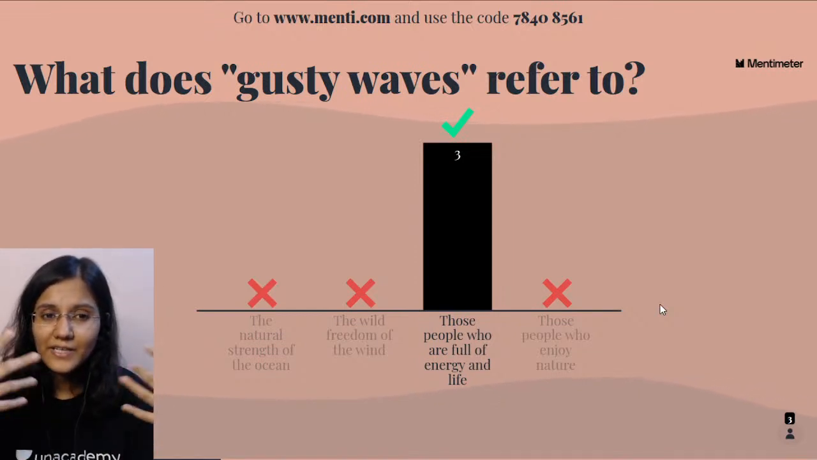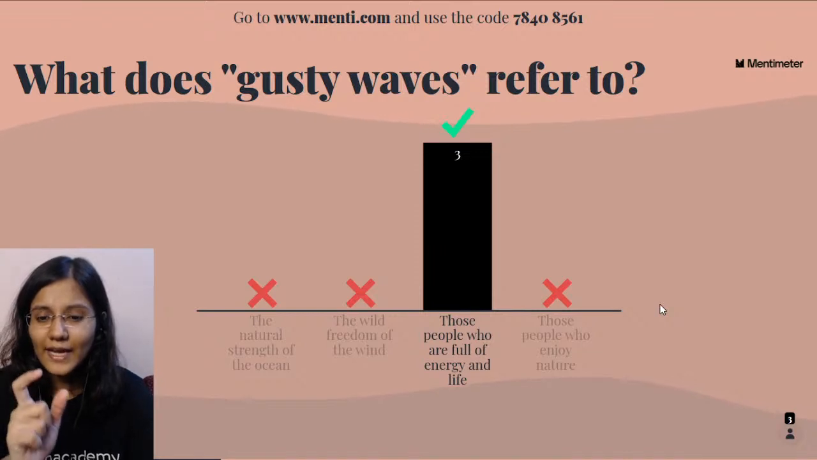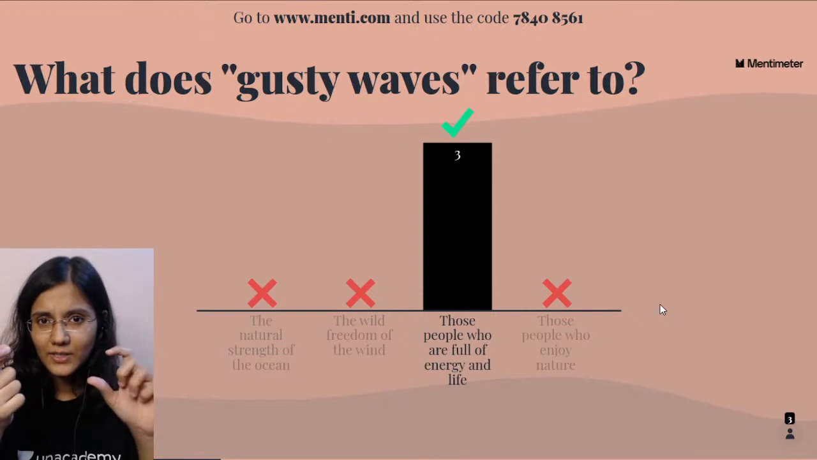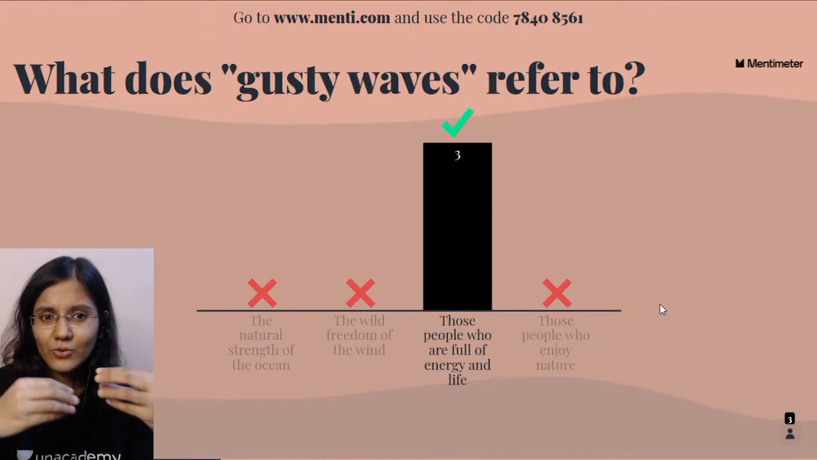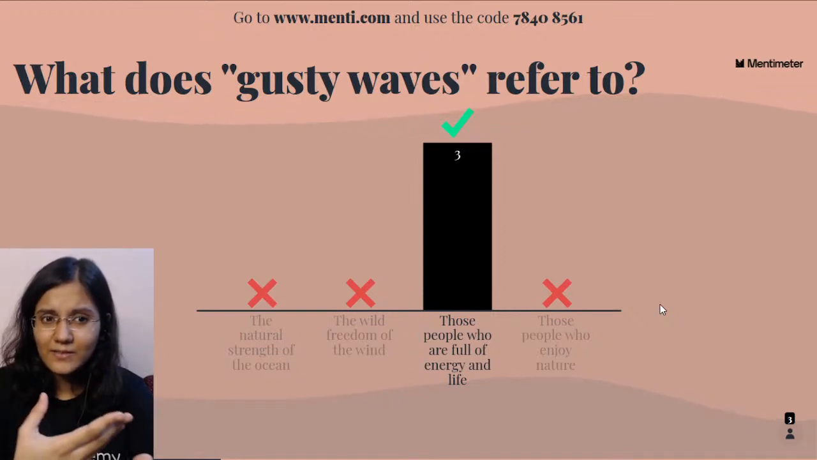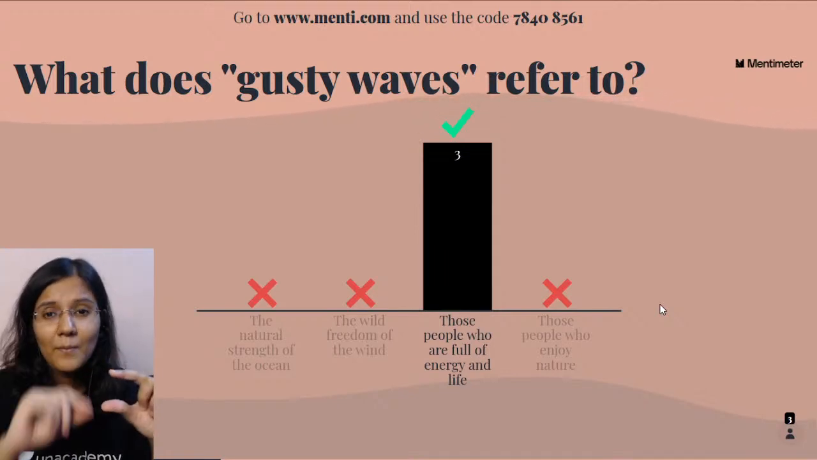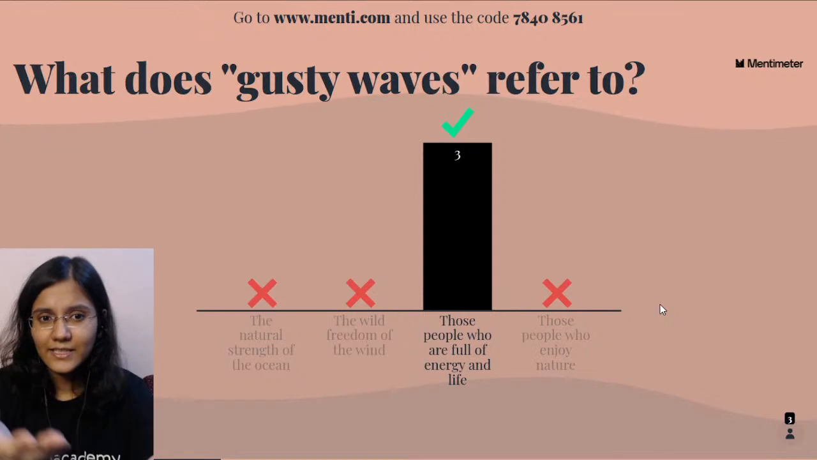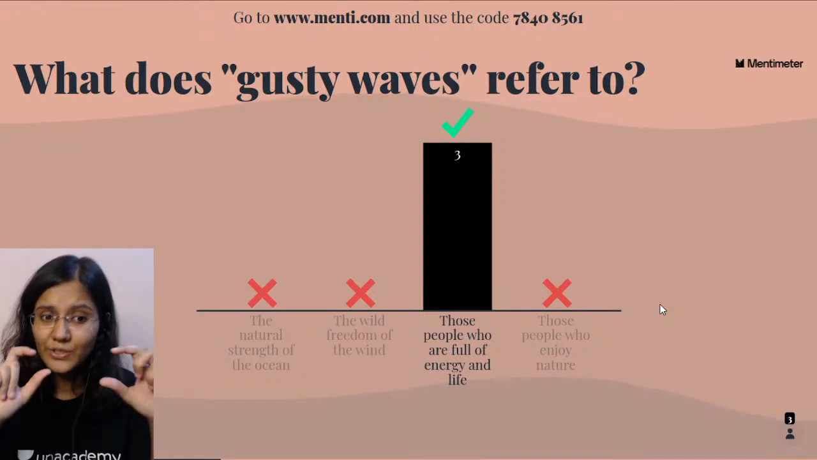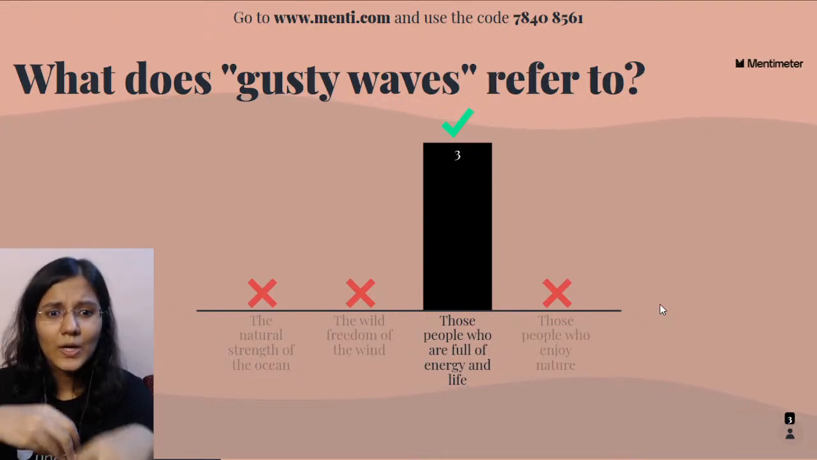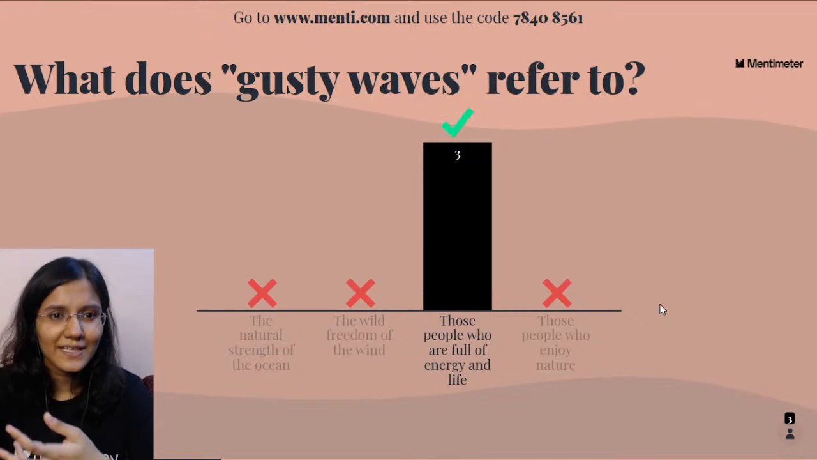But when there's a comparison being made without any kind of like or as or any other kind of connecting word, it just seems as though there is just a random set of words that we know doesn't actually mean what it says, but refers to something else, like gusty waves, for example. Here we know that gusty waves doesn't refer to strong winds, but it refers to people who are full of energy and life, right?